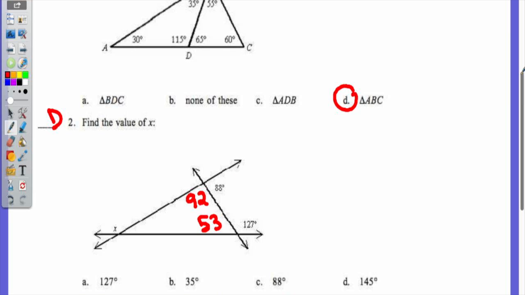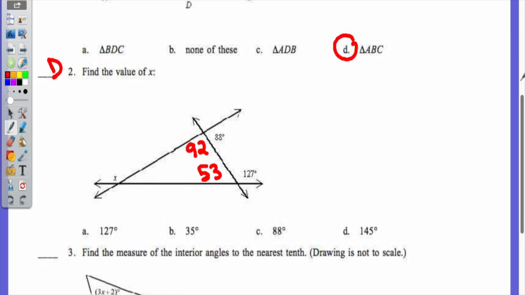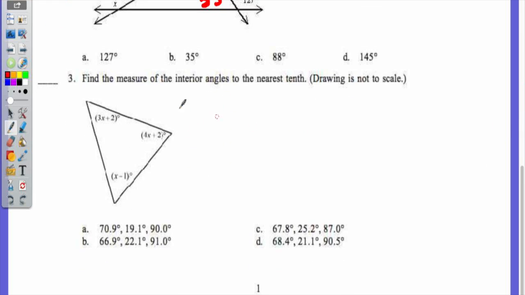Yes. Can you just say that 127 and the angle where it's 53, that those two are linear pairs, so you know that is 53, and then it's corresponding to x, so you know that x equals 127? It's not corresponding though, and x is not 127. X is 145. There's no corresponding, that would mean you'd have parallel lines. You don't have any parallel lines there. It's exterior angles theorem.